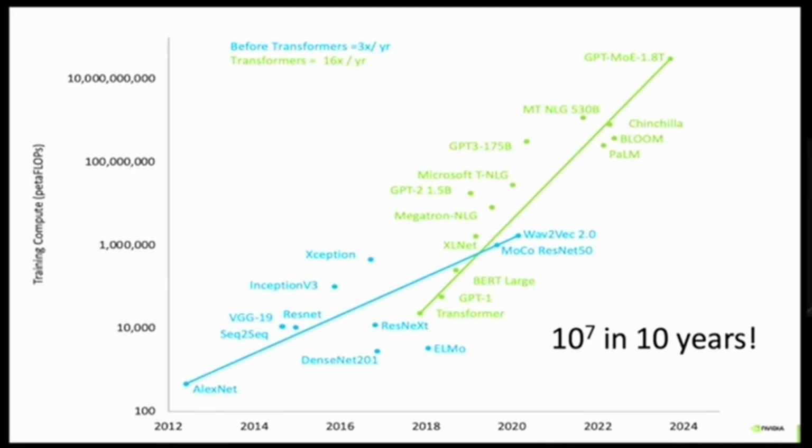During sort of the era of people building vision models, which is sort of the blue line here, starting with AlexNet and running up through ResNet and things like that, the growth rate was about 3 times per year. And even that is a pretty heavy lift. But since the Attention Is All You Need paper came out in 2017 and people started building transformer-based models, the slope has been 16x per year, which is very, very tough to keep up with.